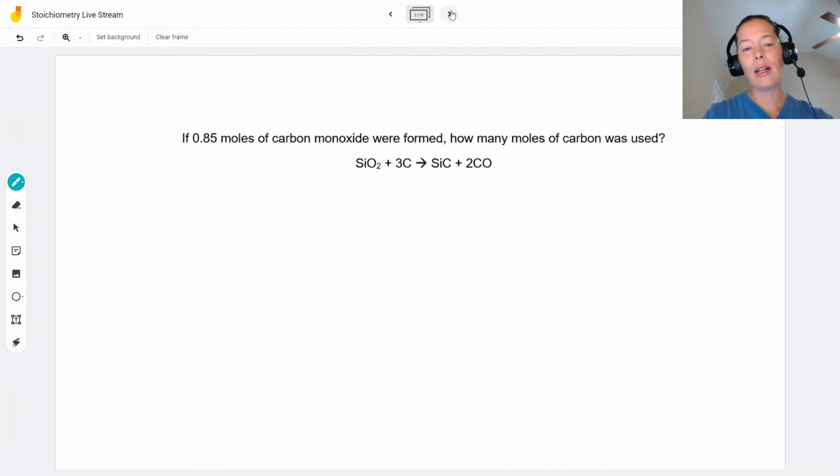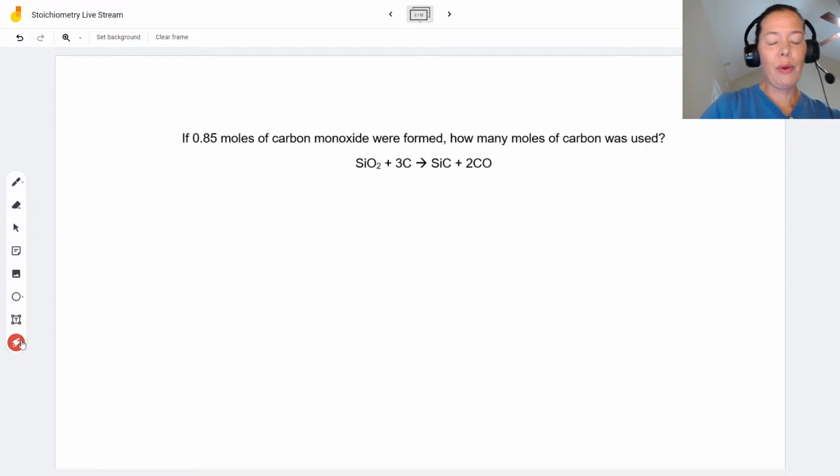Okay, so our next problem is if 0.85 moles of carbon monoxide were formed, how many moles of carbon were used? Sorry, that should be were used. Anyway, what I am going to do is first, of course, identify this as a stoichiometry problem. I am given information about one molecule, carbon monoxide. I am asked about another molecule, carbon, so I have to relate those with a balanced chemical equation.